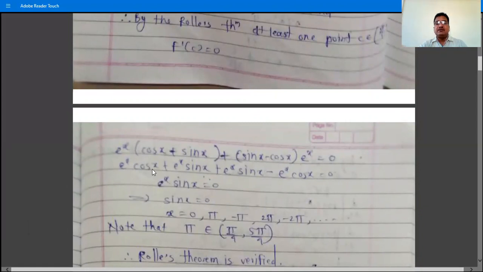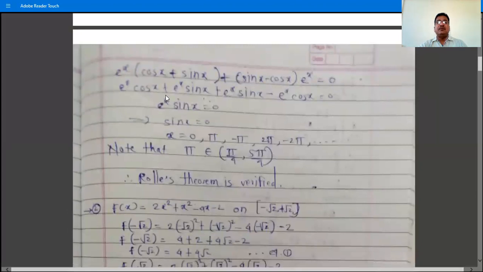So after simplifying this, we have e raised to x cos x minus e raised to x cos x, which is 0. E raised to x sin x plus e raised to x sin x is 2 times e raised to x sin x. Then shifting the 2, we have e raised to x sin x is equal to 0. And therefore sin x is equal to 0 because e raised to x is not equal to 0.